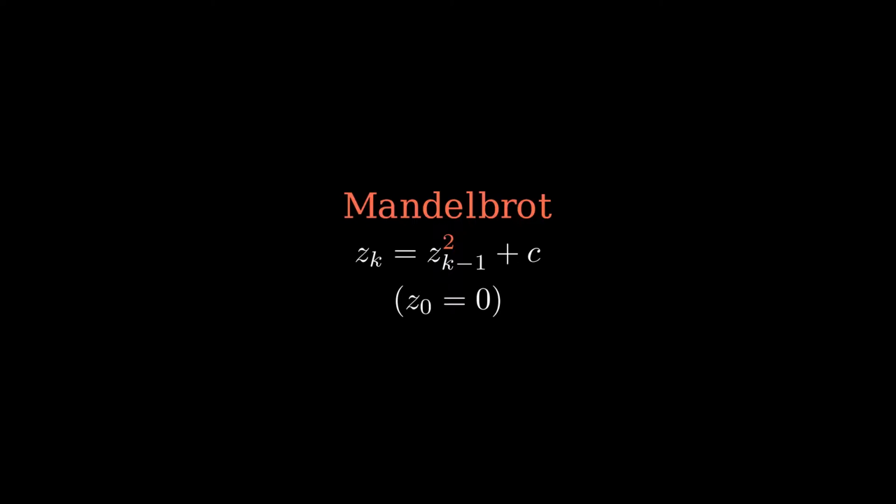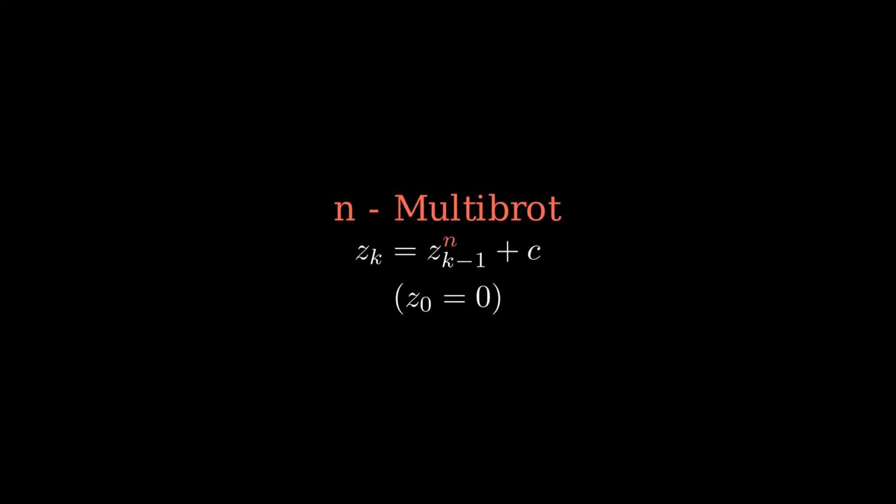For an n Multibrot set, we modify the recursive equation by replacing the exponent 2 with n. Let's have a look at how the Mandelbrot set morphs into new shapes by slowly increasing n, the value of our exponent.